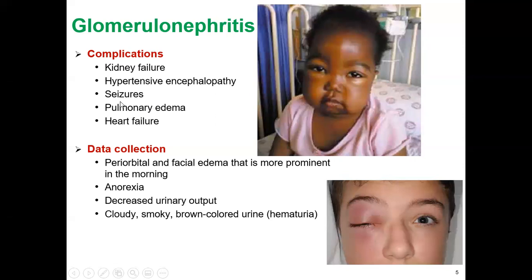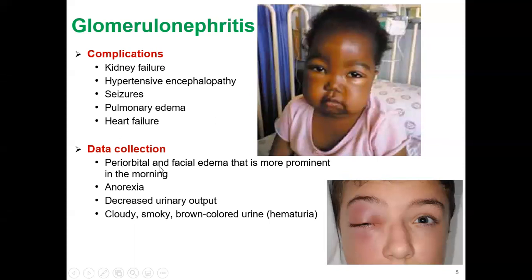Why seizure? Why encephalopathy? Our kidney's function is to excrete nitrogenous waste products. When the kidney does not work, the nitrogenous waste products accumulate in the body. They pass through the blood to the brain and impair brain function. And also, what are the data collection findings?